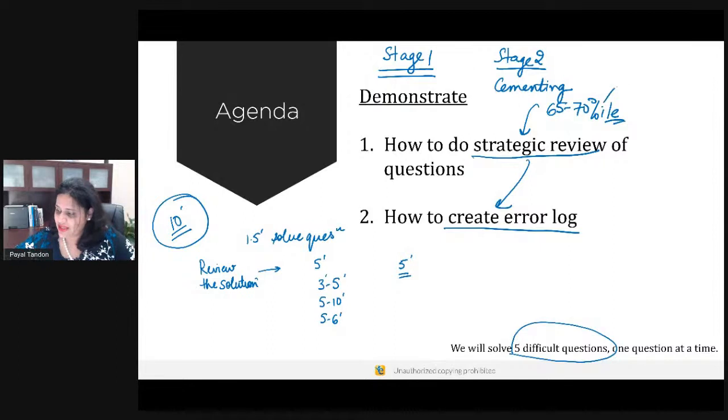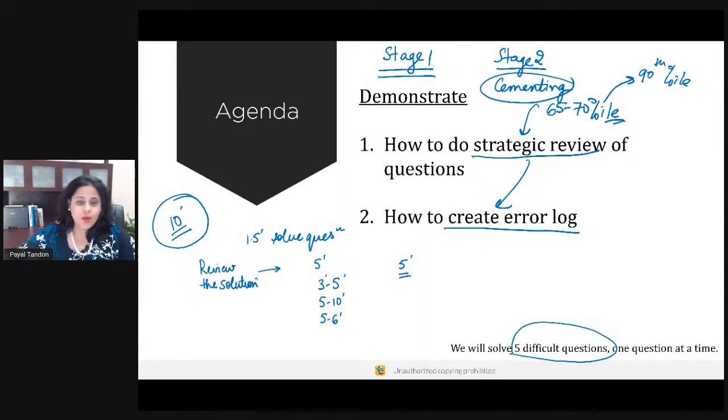And now you need to take this ability to 90th percentile ability. And that is why you are doing cementing of the methods. Now, when you're doing cementing, you need to spend 10 minutes per question reviewing the solution of every question. When you do that on 40 to 50 questions, by the time you reach that 50th question, you know that you have already achieved that 90th percentile ability.